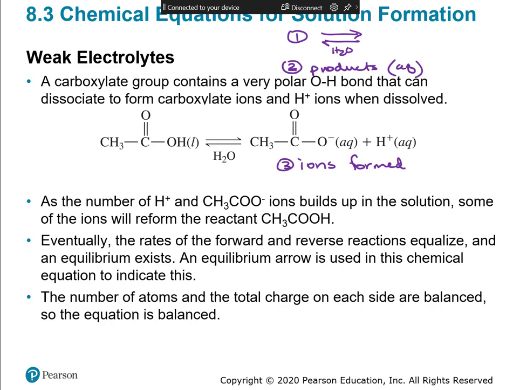But in this, like the strong electrolyte, weak electrolytes do form ions. And if they're not already balanced, you will have to be able to balance them. Most of these ones are balanced though, because when they dissociate, it's only one positive charge, one negative charge.